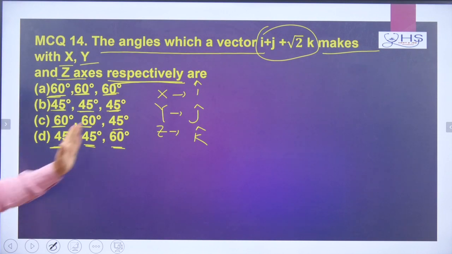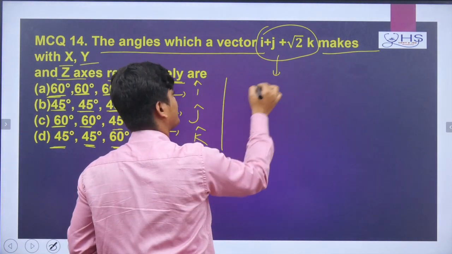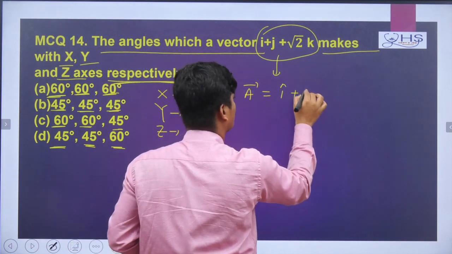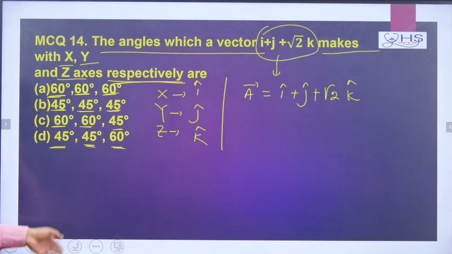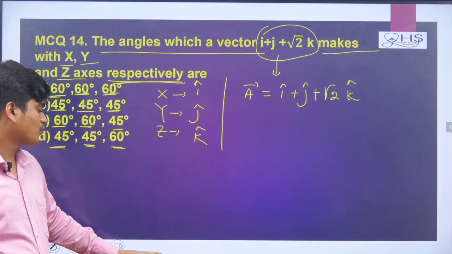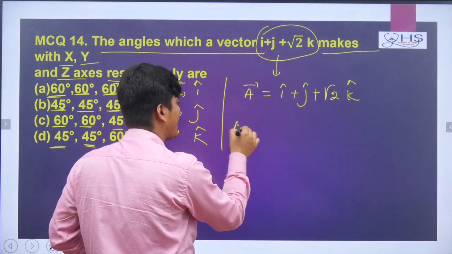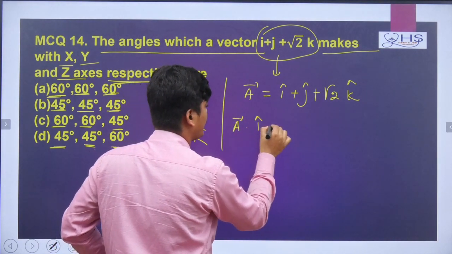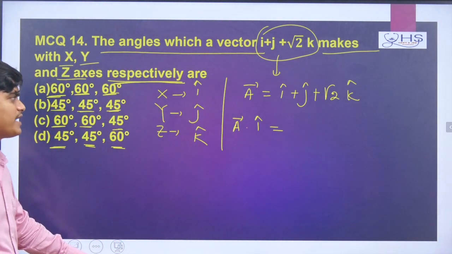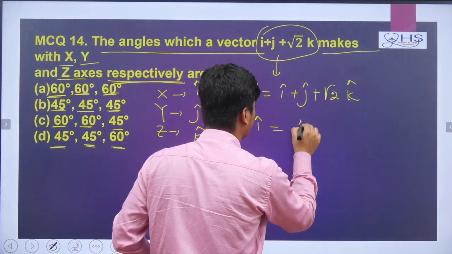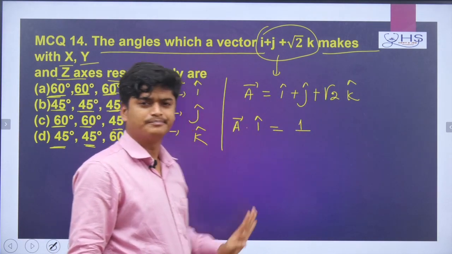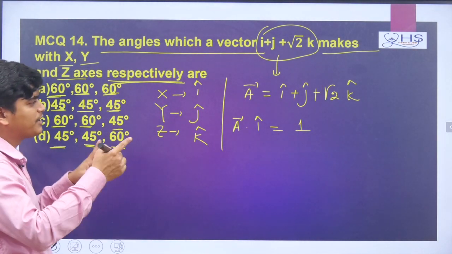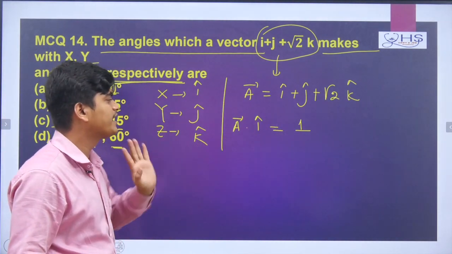Now what they are asking: the vector is already given. What is this vector? The vector is I cap plus J cap plus root 2 K cap. Now we need to find the angle it is making with X, Y, Z. First, if I want to find the angle between A and I, then I have to do A dot I. How much will I get? I will get only 1, because I dot J will become 0 and I dot K will become 0 also, since the dot product of different unit vectors is 0, so only I'll get 1.